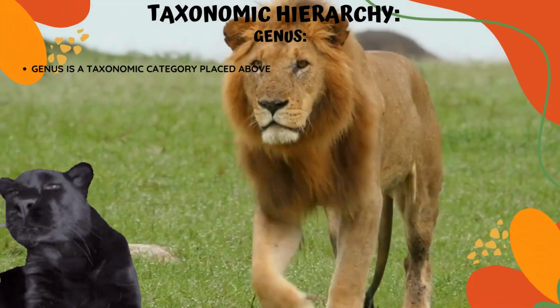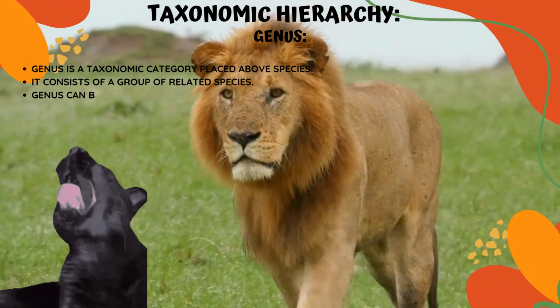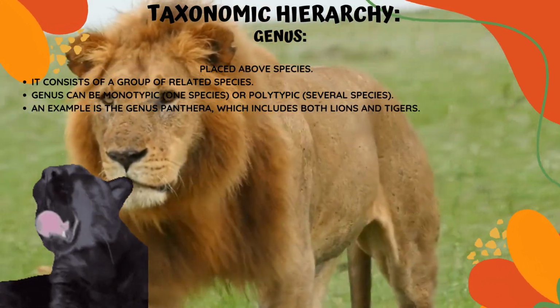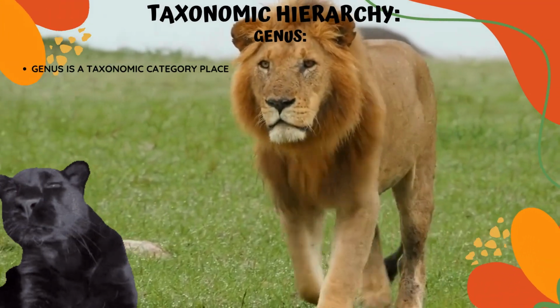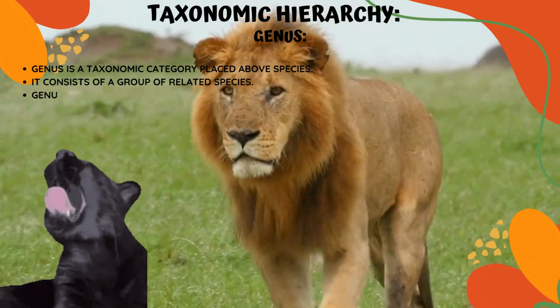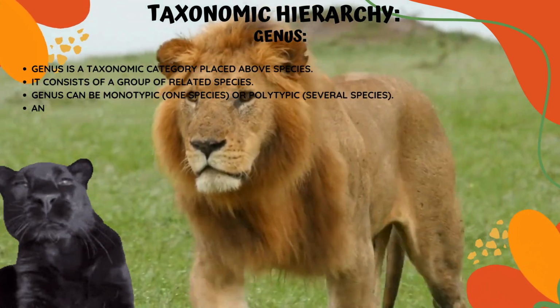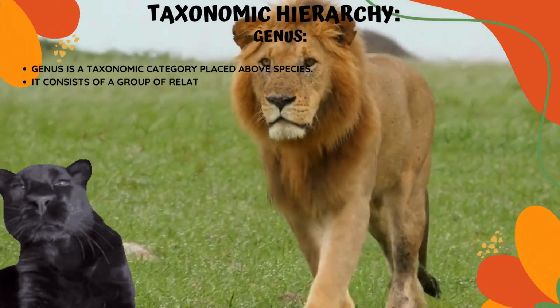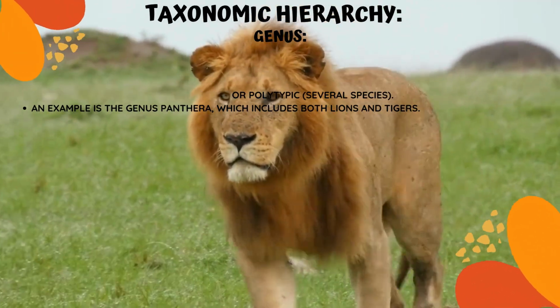The second is genus, a category that is placed above species as it consists of a group of related species. Genera are of various types based on the number of species present, like monotypic and polytypic. For example, the genus Panthera consists of both lion and tiger.